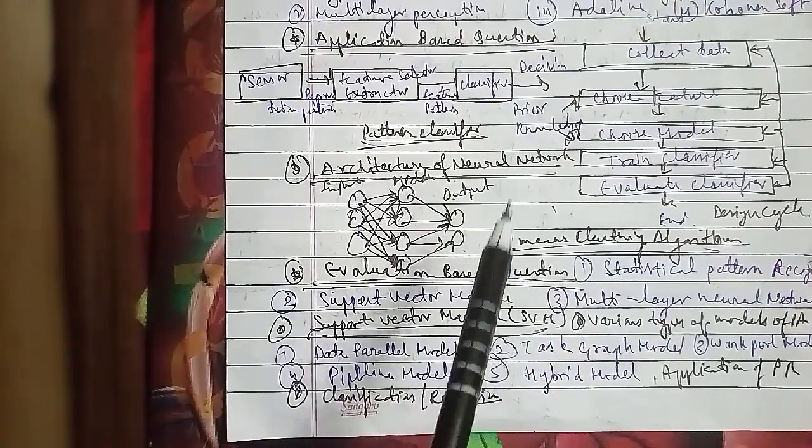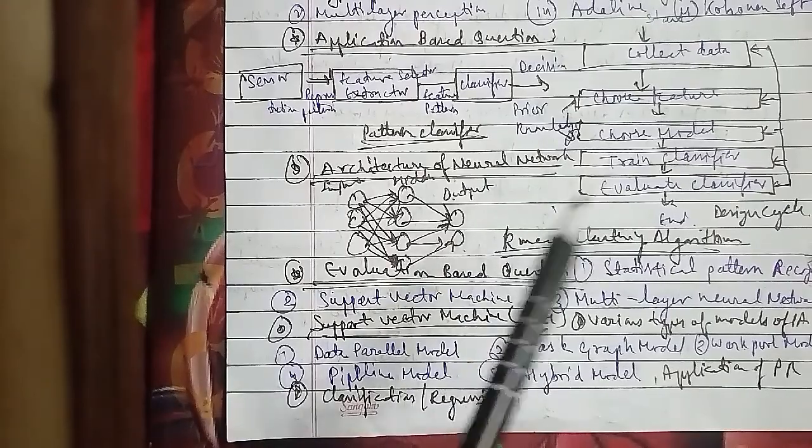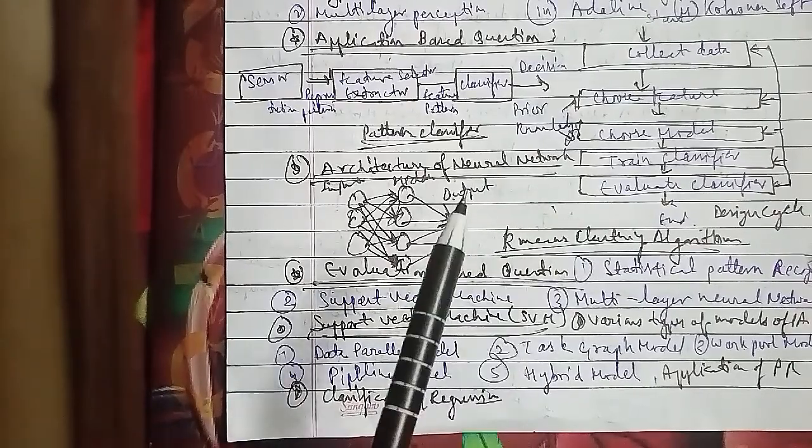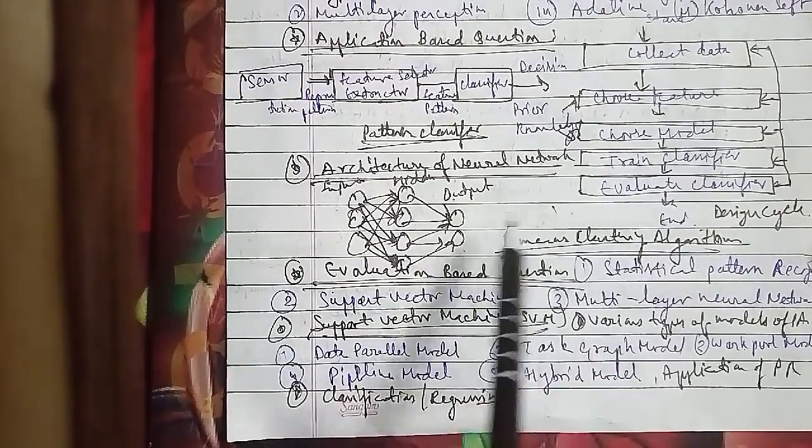There are 5 activities. The first is data collection, then feature choice, model choice, training and evaluation, and they have told you about it in the form of a diagram as well.